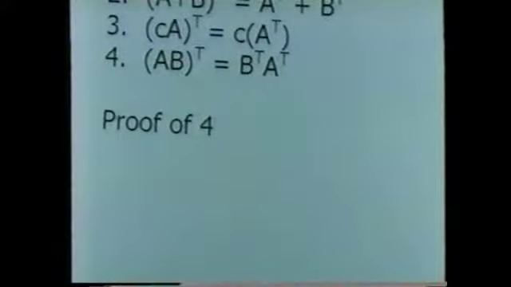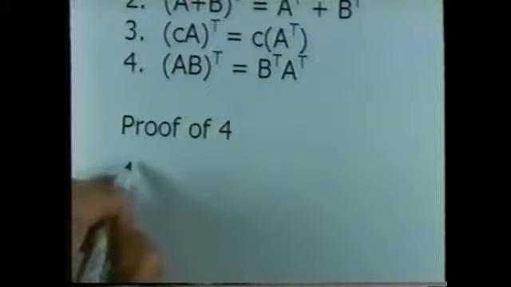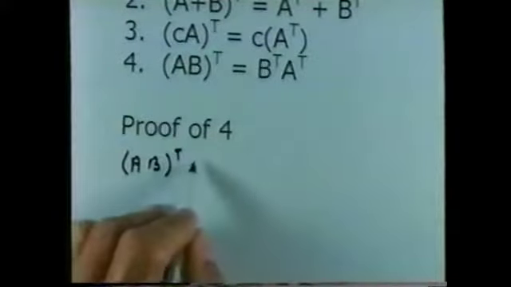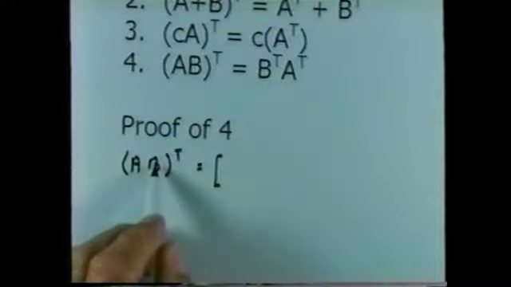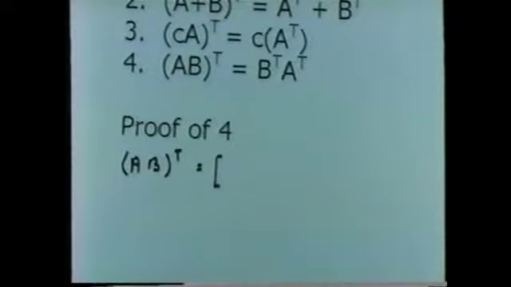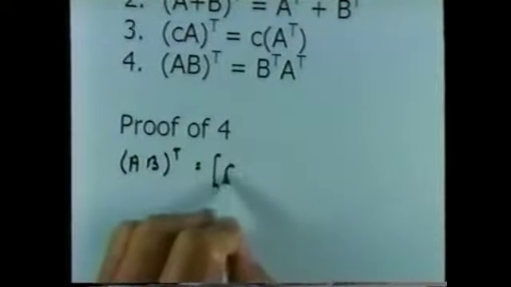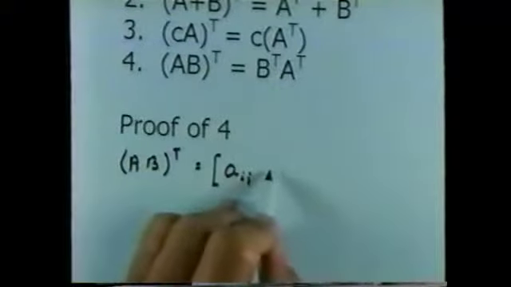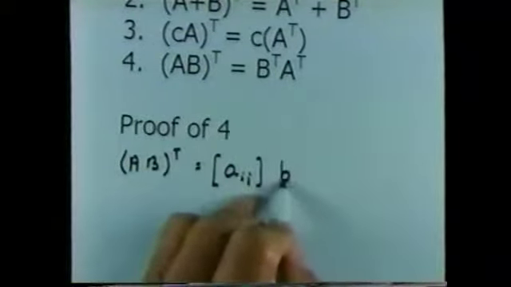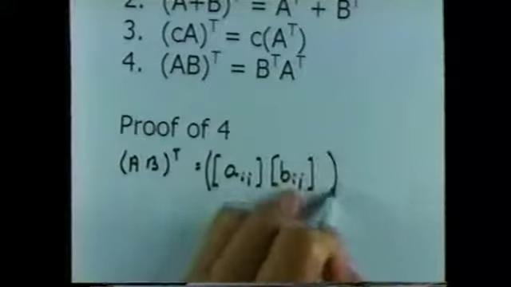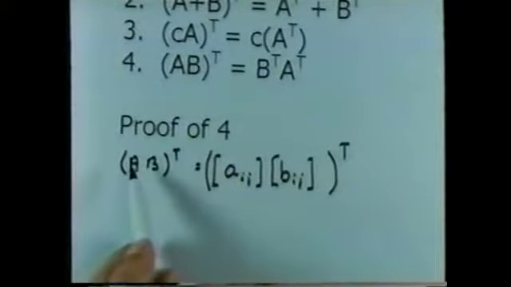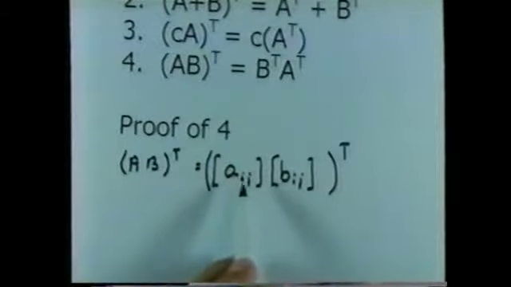So let's start with the transpose of A times B. Well, let's just use the definition for A times B. And I could say that would be matrix Aij times matrix Bij, transpose, because I can denote matrix A by the set of all elements included in its ith row, jth column, and B the same way.